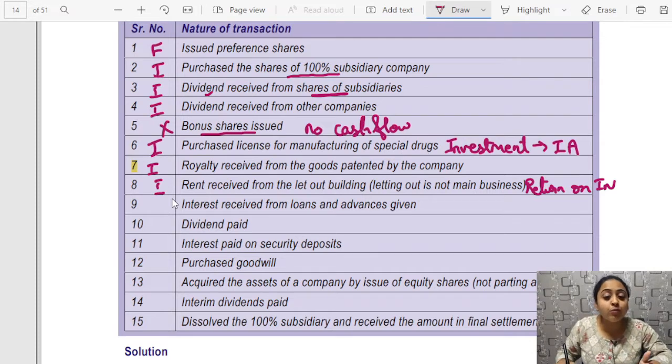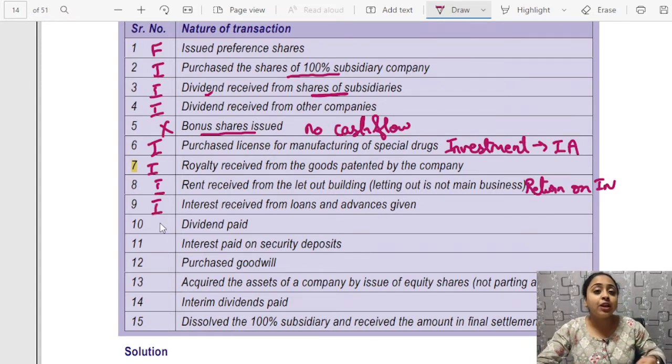Interest received from loans and advances. If you were a bank, then this would have been your operating activity. Since here you are not a bank, this interest received from loans and advances will be your investing activity. You have invested, you have given some loan, and in return you are receiving dividend, interest, royalty. This will always be termed under investing activity unless it is your main business.